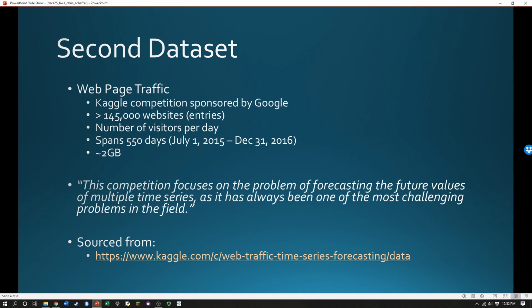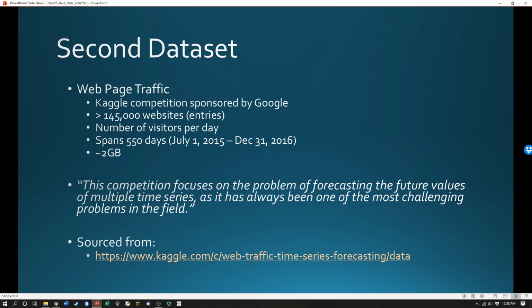The second data set I found a bit more interesting, and it was on web page traffic. This is a now expired Kaggle competition that was sponsored by Google and some other companies. The training data had about 145,000 websites, so each one of those was an entry, and the values were the number of visits per day. The data is quite large. It spans over 550 days and is around 2 gigabytes just for the training file.